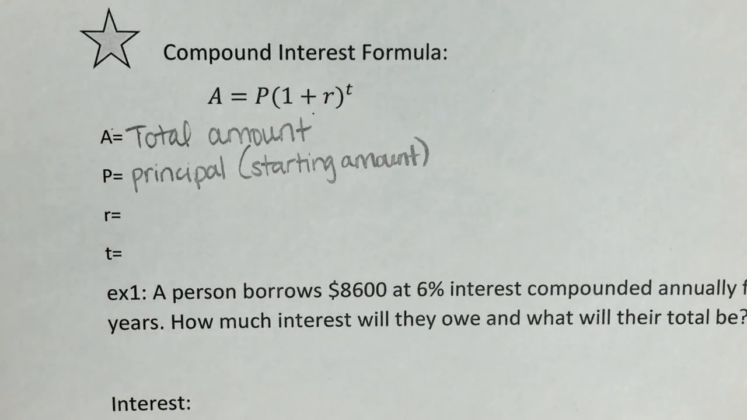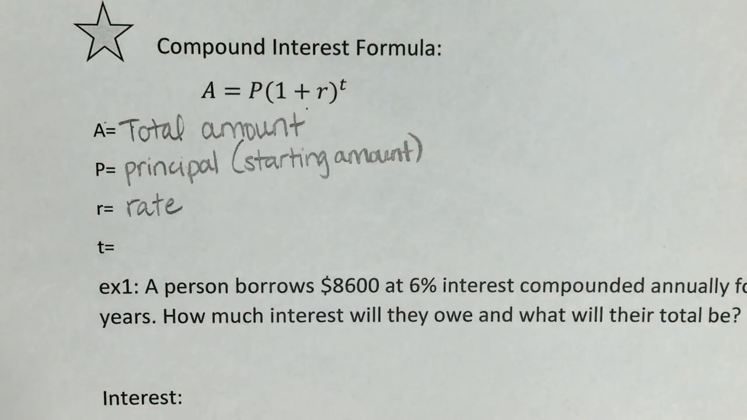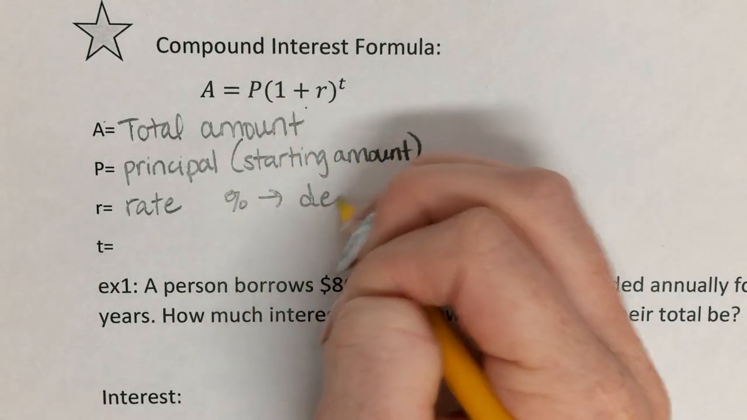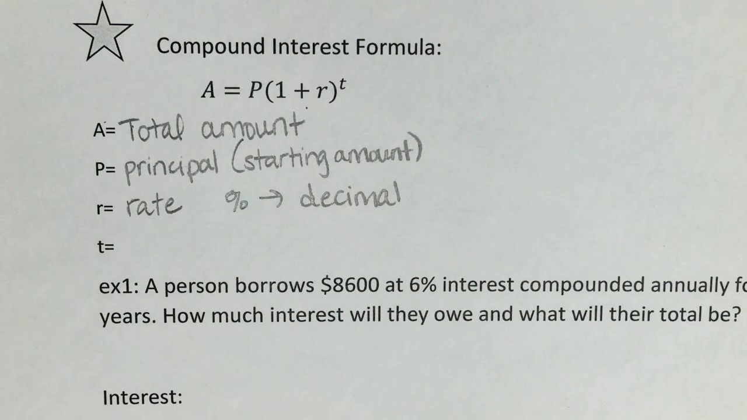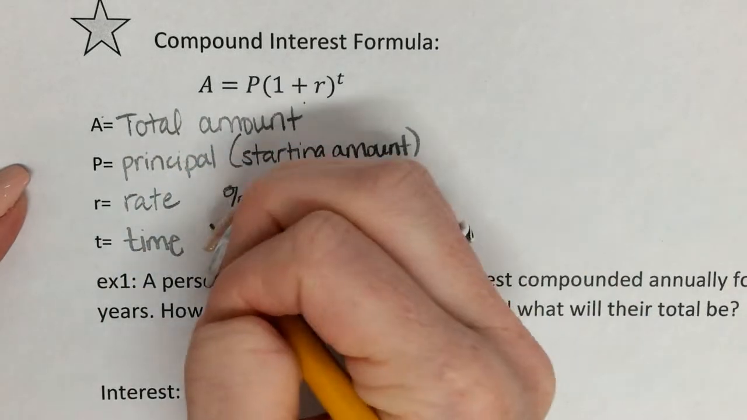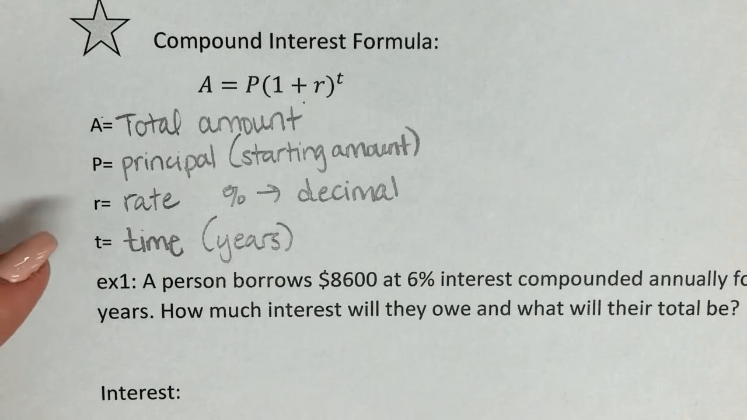Who remembers what R stands for? Rate. And rate is always given as a percent, and you have to change it to a decimal. That's the biggest part. If you don't change it to a decimal, you're going to miss the whole problem. And who remembers what T stands for? Time. And what does time have to be given in? Years. Very good. So what are we solving for today? The fee, the interest, or the total amount?